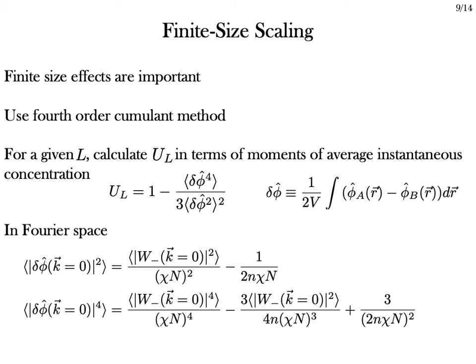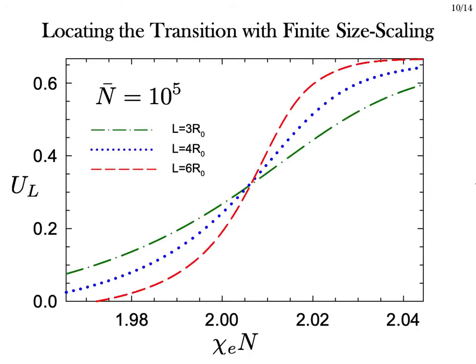We want to obtain cumulants UL as functions of chi-n at different system sizes. Rather than doing a whole lot of simulations at different values of chi-n, we use a reweighting technique that allows us to calculate a curve UL as a function of chi-n from a single simulation conducted close to the critical point. We do this simulation and then reweight the statistics of the result to get the entire curve. Plotting UL versus chi-n turns out to be extremely useful.